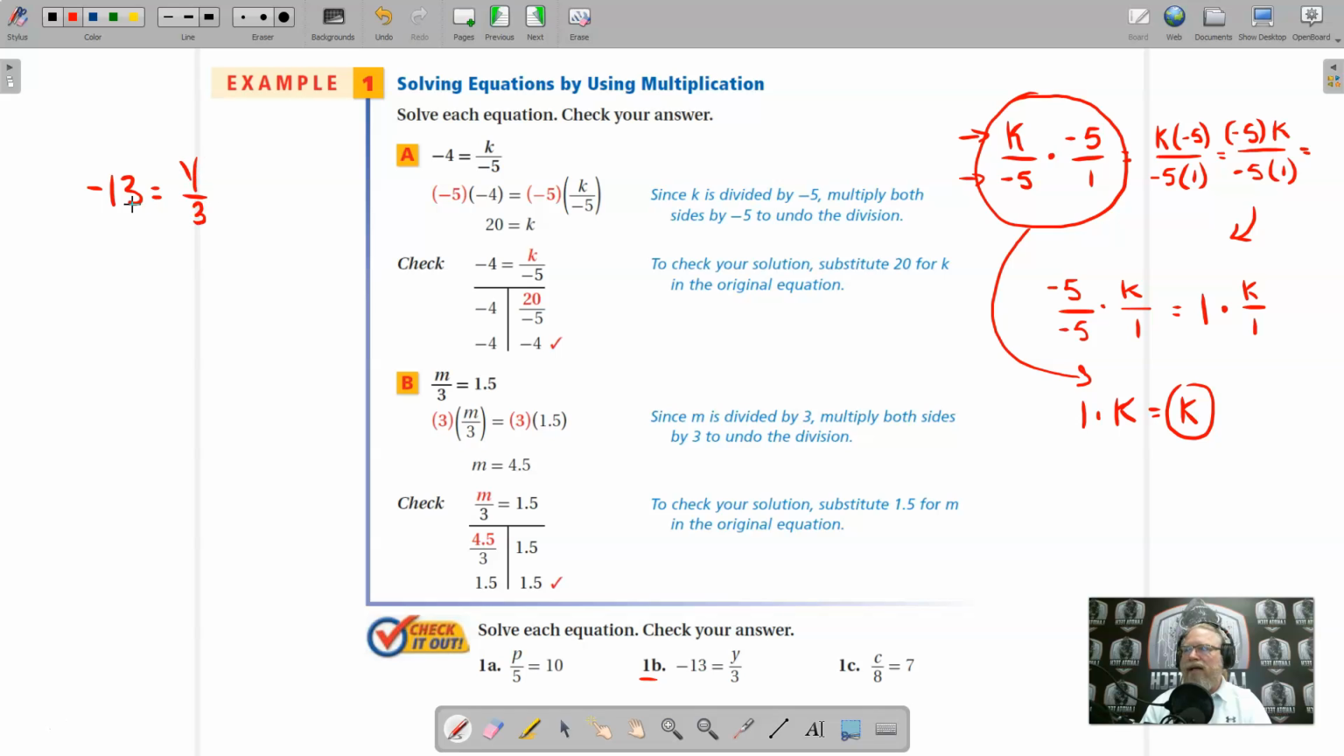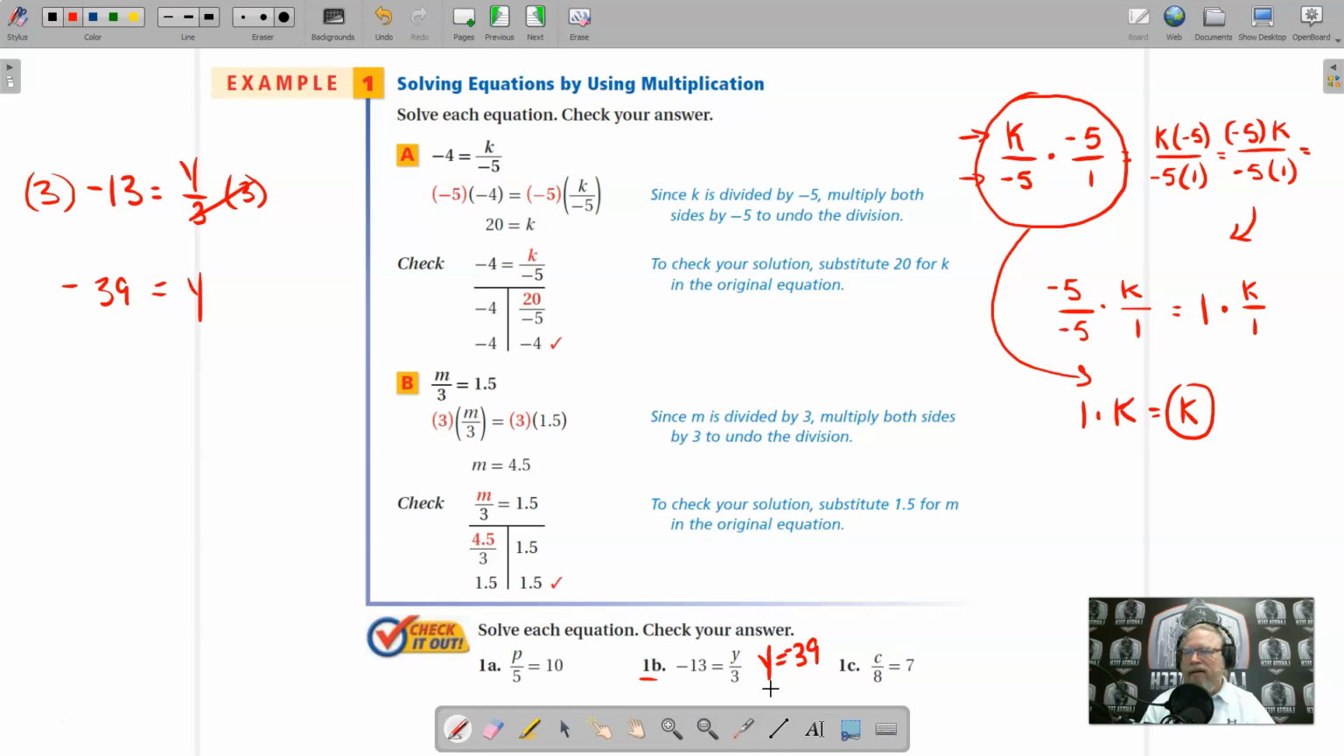I see that the y is tied to the 3 through division. The opposite operation is multiplication, so I'm going to go ahead and multiply by the number I wish to get rid of, which is 3. And what I do to one side, I have to do to the other. The 3's are going to cancel each other, leaving me with just y on the right. And then a positive times a negative is going to equal negative. And 3 times 13 is 39. So on this one here, y would equal 39.